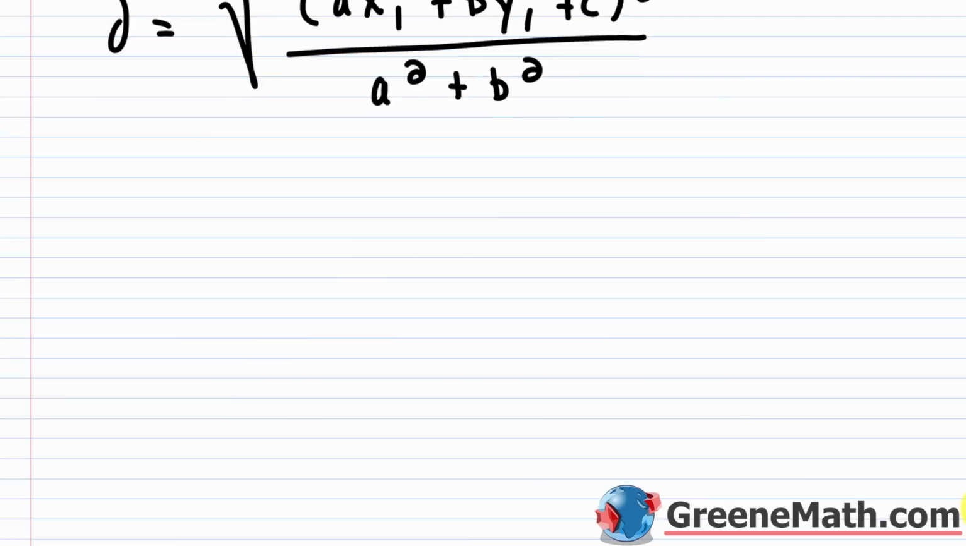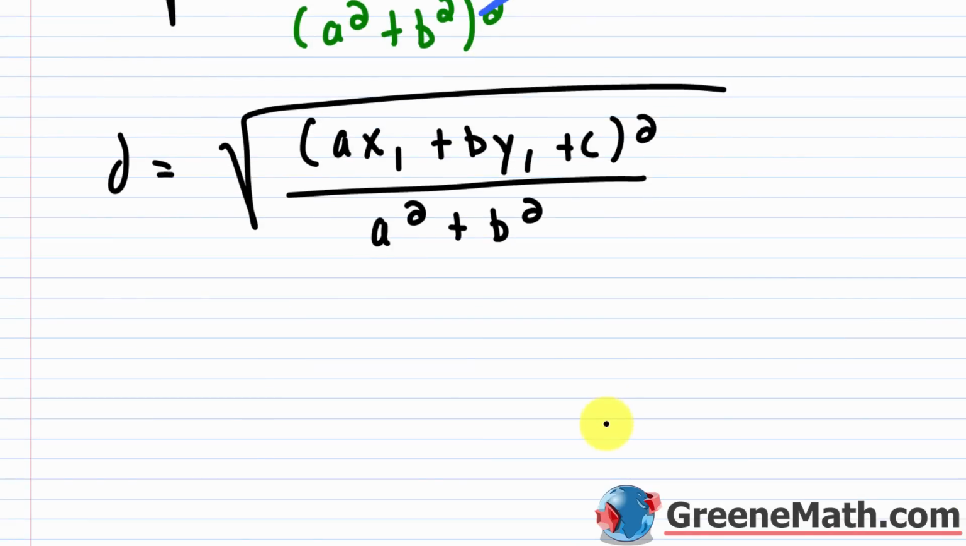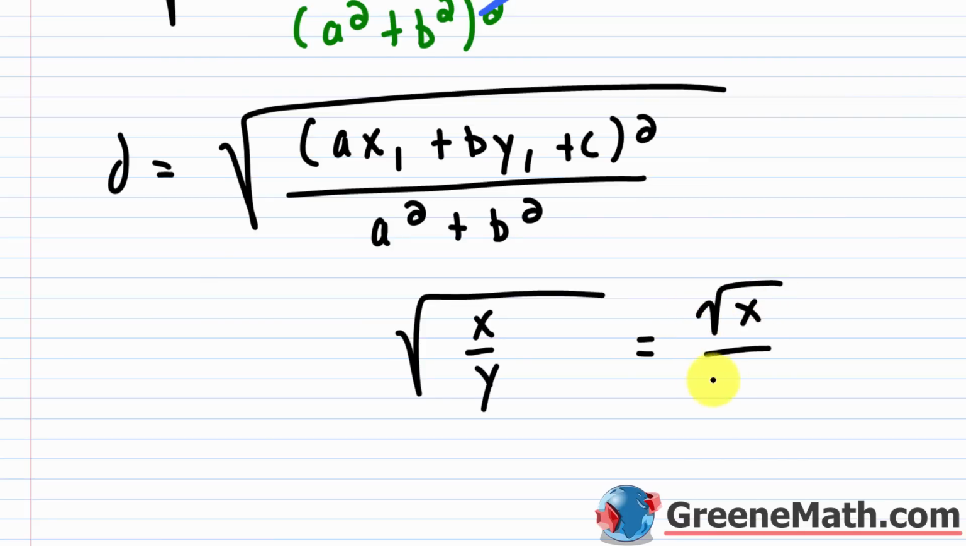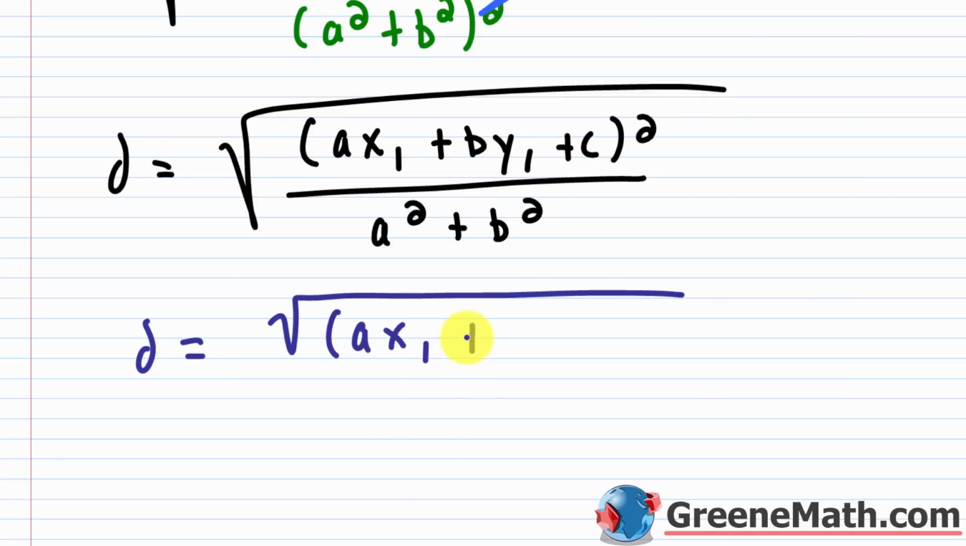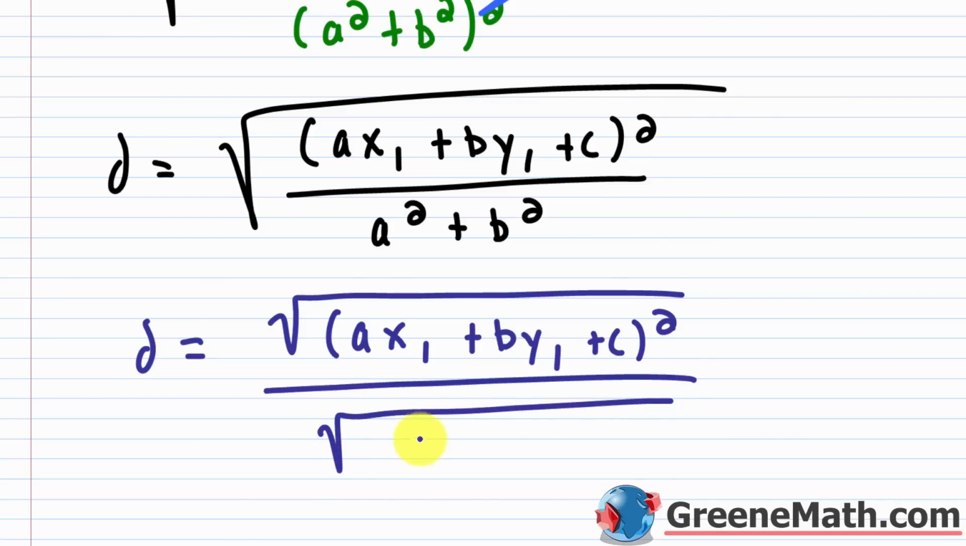At this point, you're going to use your rule where basically if you have the square root of, let's say, x over y, this is the square root of x over the square root of y. Okay, so that's all we're going to do. So I'll just say d is equal to the square root of this quantity ax sub 1 plus by sub 1 plus c being squared, over, we're going to have the square root of a squared plus b squared.